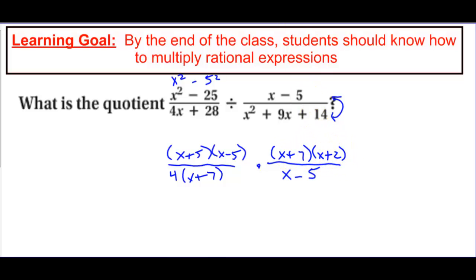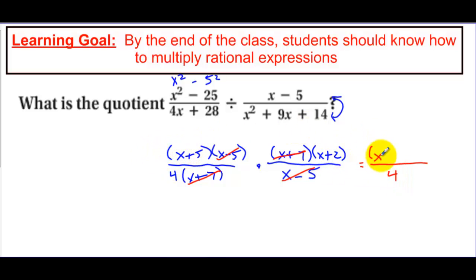Right, so again, let's take a look at our cancels here. X minus 5 with an x minus 5, x plus 7 with an x plus 7, and we are done. Right, so the bottom of this is going to be just 4, and the top is going to be the x plus 5 and the x plus 7.